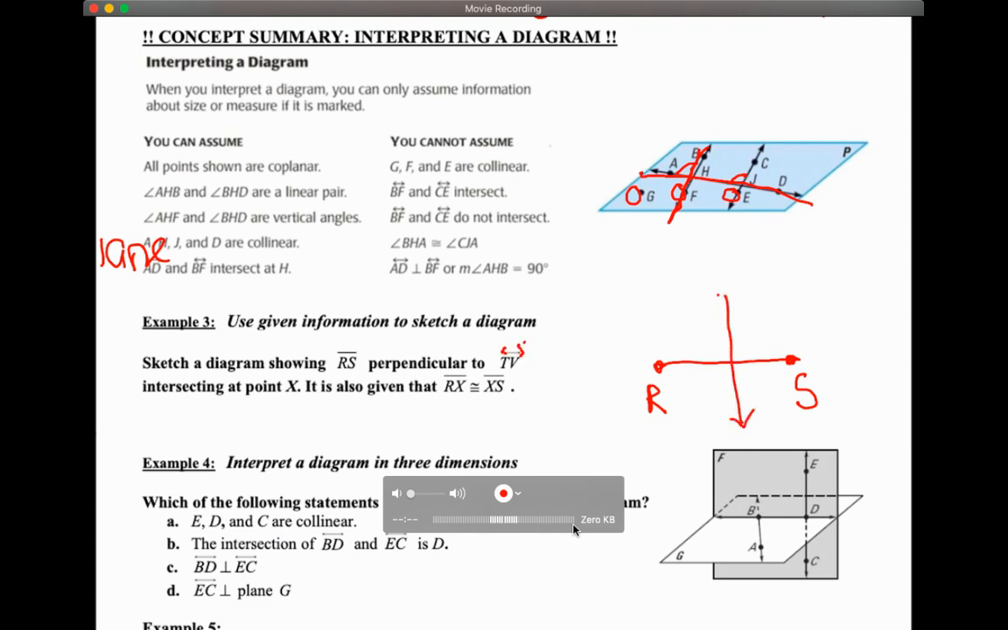And TV. They're perpendicular, so they form a right angle. It also says that RX is congruent to XS, and they intersect at point X. That's important. So this is congruent to this. So there's our diagram we would draw to show that information. Okay, so continuing on.